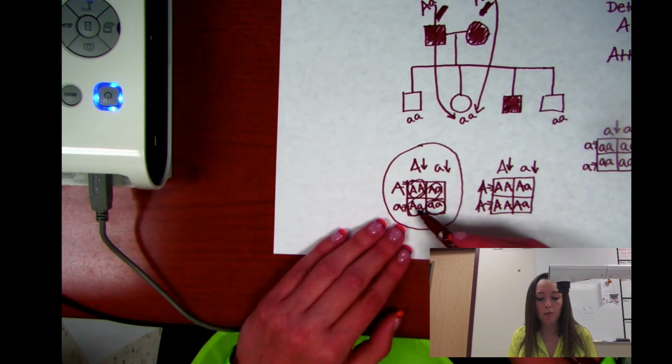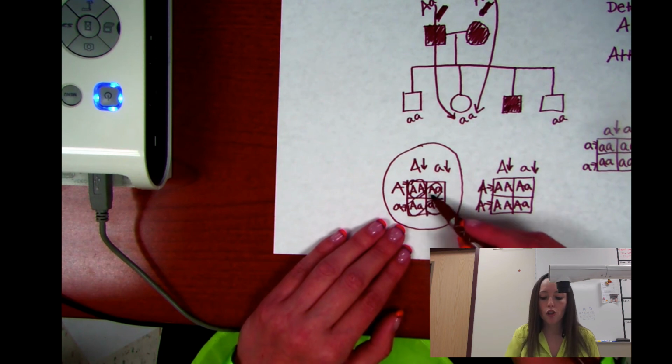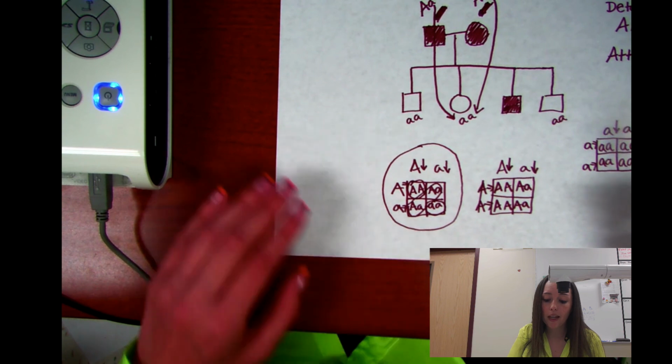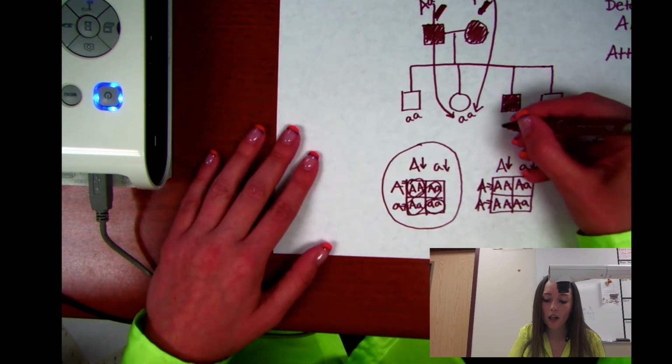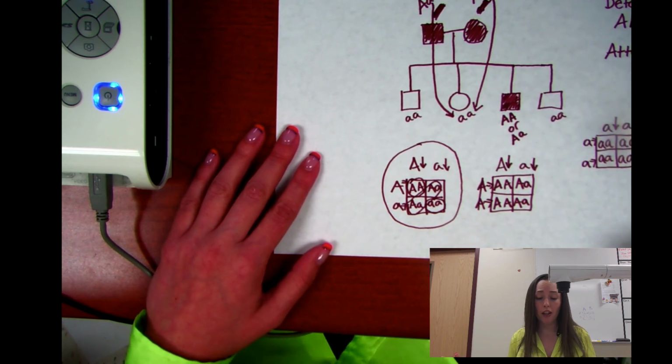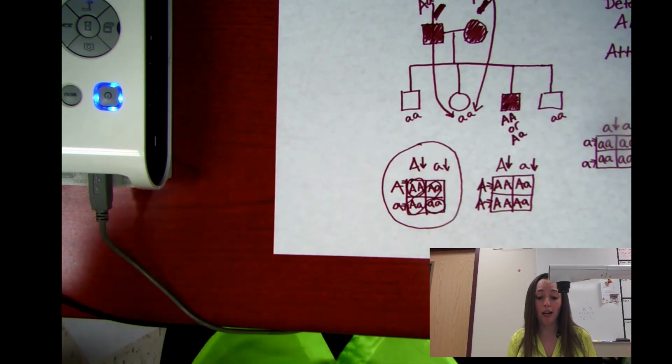Because there are 2 possibilities with these parents. So if there's ever 2 possibilities, he can either have big A, big A, or big A, little a. So there you go. We figured out the pedigree.